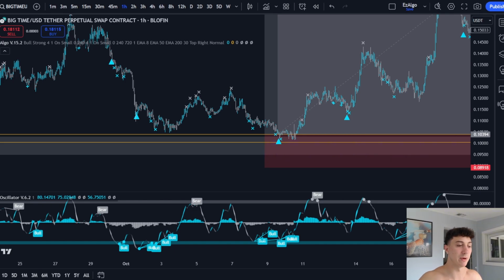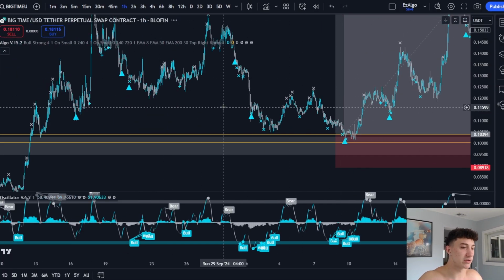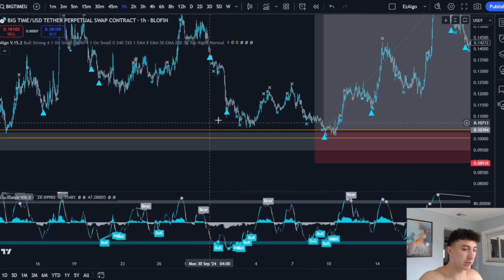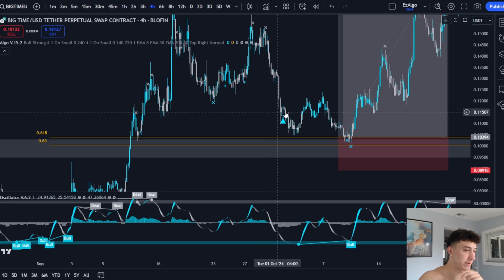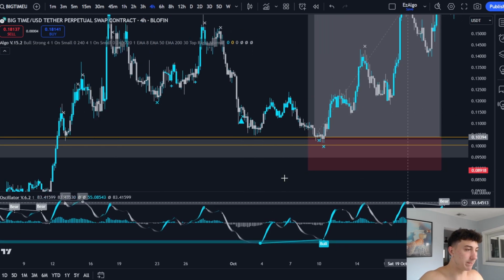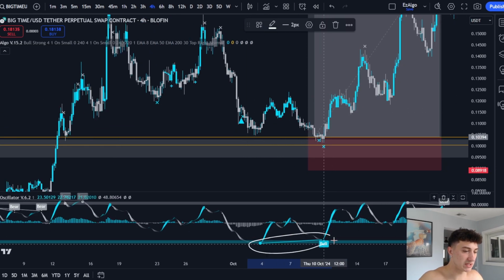I know I'm a little bit biased, but I could not trade without the Easy Oscillator. So again, we want to go down to a 1 hour time frame, right? As price is approaching this zone, even a 4 hour, you can go down to a 4 hour, 1 hour, 15 minute. And what we want to see are these bullish divergences, right? We want to see these bullish divergences.